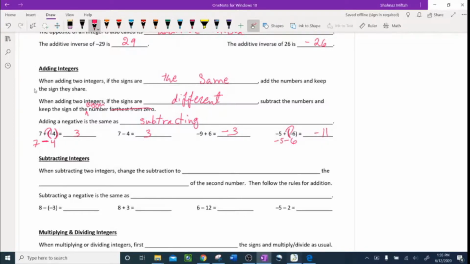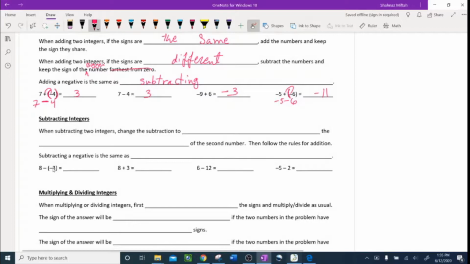Now we do subtracting integers, and then I'm going to give you easy steps or easy words to remember how to do these questions without a calculator. When subtracting two integers, change the subtraction to adding the opposite of the second number. So the opposite of the second, then follow the rules for addition.